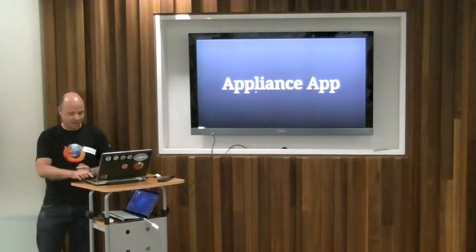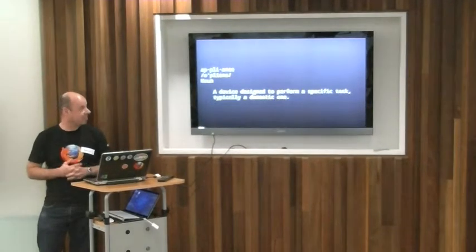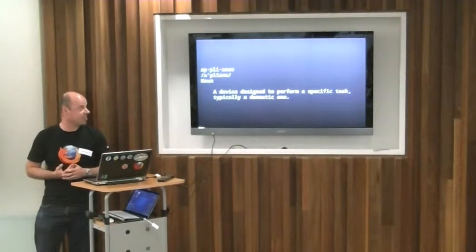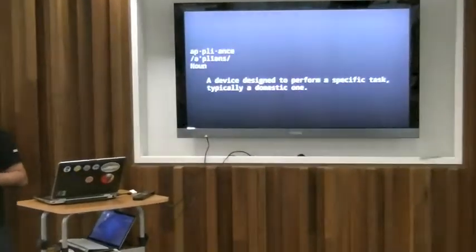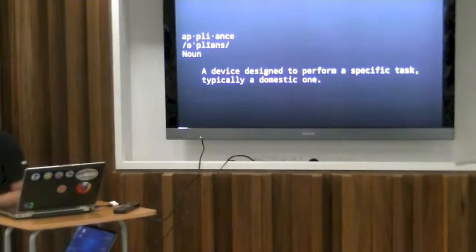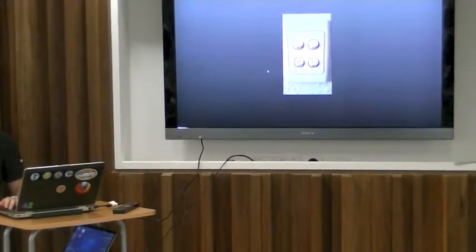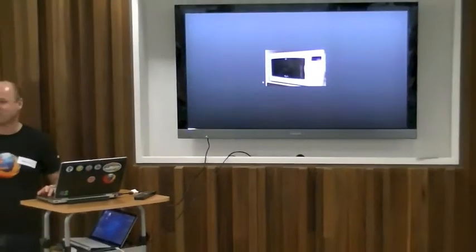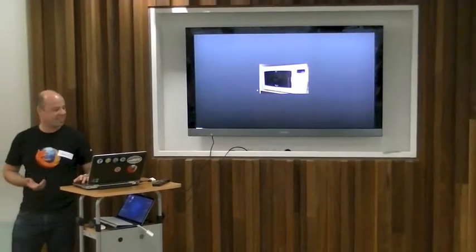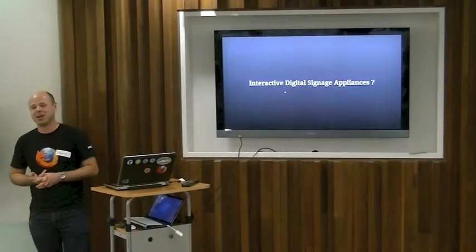Now, what I mean by an appliance is basically what the dictionary definition says. It's like a device that's designed to perform one specific task. It's not a general purpose device. Now, there are things in everyday life that we're pretty familiar with that are appliances. It's a microwave oven.